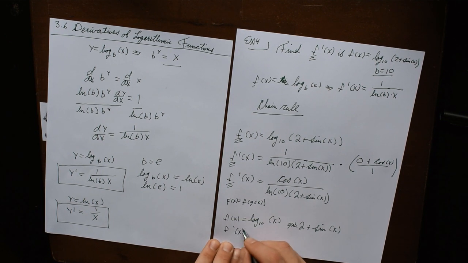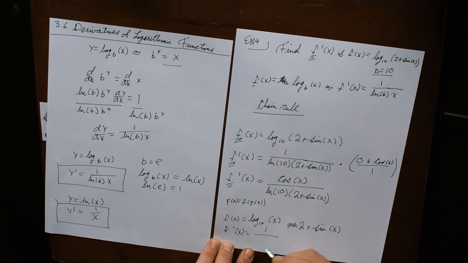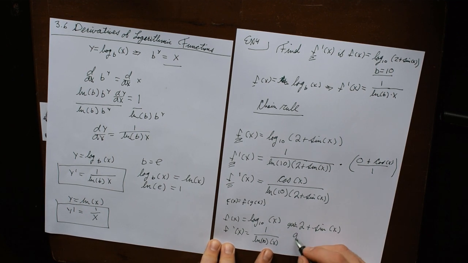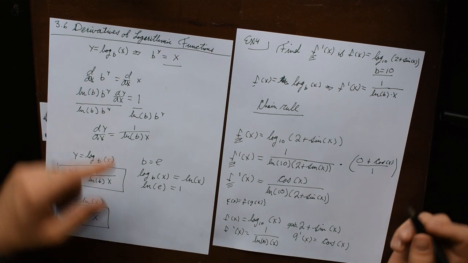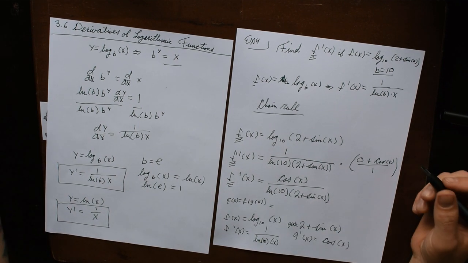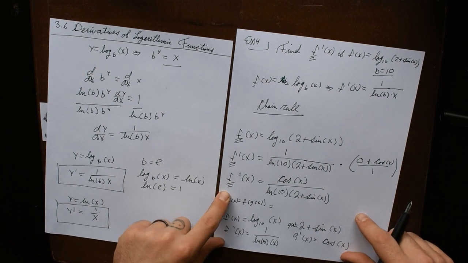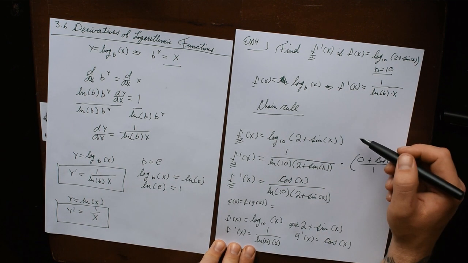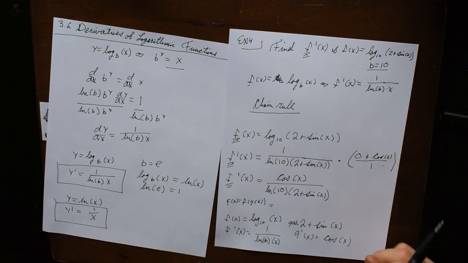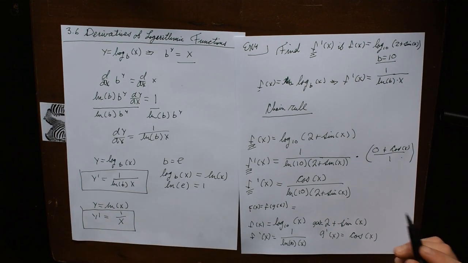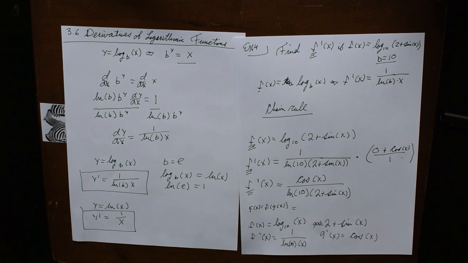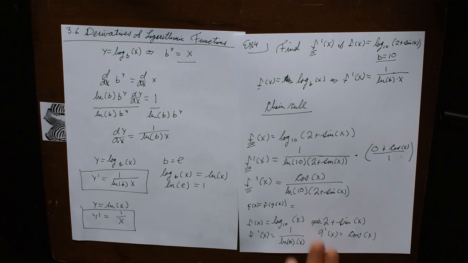f prime of x is equal to 1 over, well, that thing, ln of 10 times x, and g prime of x is equal to the cosine of x. And we could go through and fill out our chain rule. You guys don't have to go through and fill out these steps every time. You can kind of take them on your parts as you get to them. Really the big takeaway here is that we're taking derivatives of log functions. Let's see the next example.